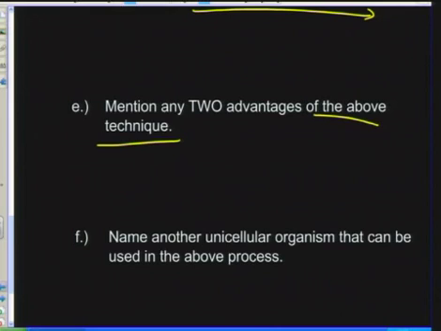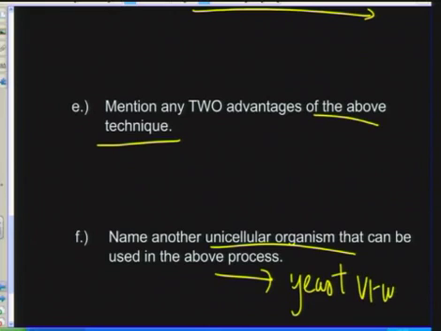Okay, name another unicellular organism that can be used in the above process. The other unicellular organisms we use in this process are, so this is a bacteria, could be viruses as well, as well as yeast cells. So we could use yeast, and we could use viruses as well. So viruses can also be used.